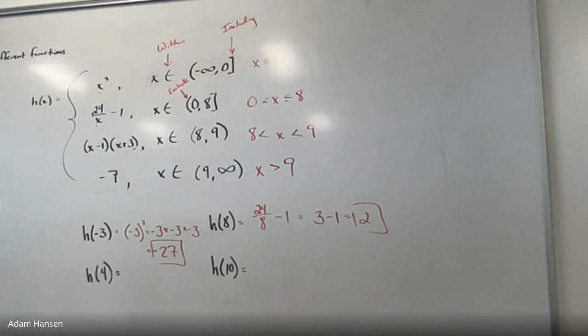Which row? What's this last one? The only thing we have on that last one is just -7. No matter what, for any number between 9 and infinity, you're always going to get out -7. For any x value between 9 and infinity, the function is always equal to -7. Done. There's no work to do.